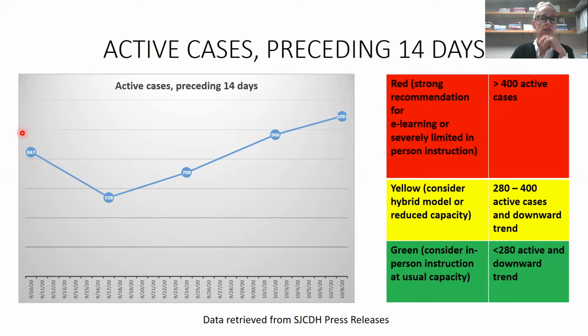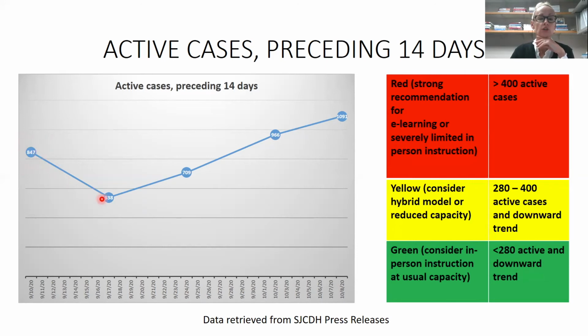On September 10th, we had 847 active cases. Again, this means all the cases that are diagnosed in St. Joseph County. These are folks who can be asymptomatic, have mild symptoms, or are actually having a very serious episode with the COVID infection. So we had 847 active cases on September 10th.